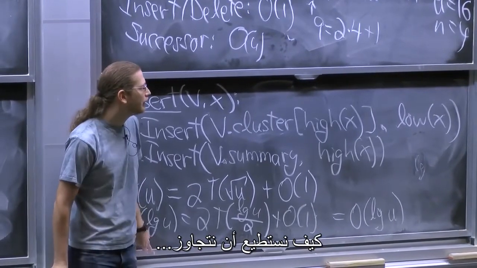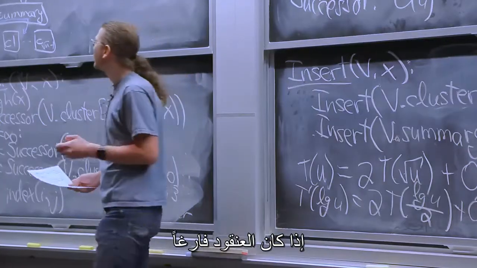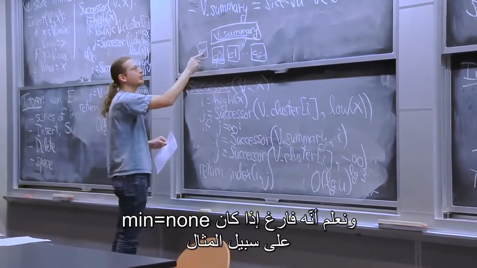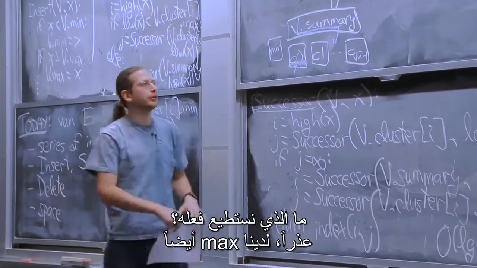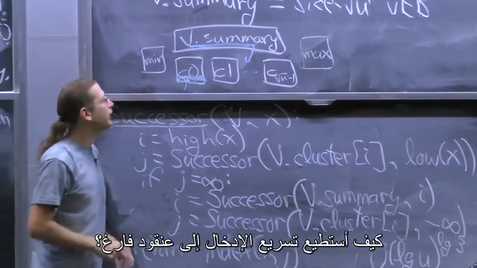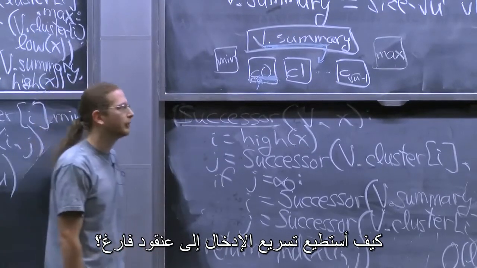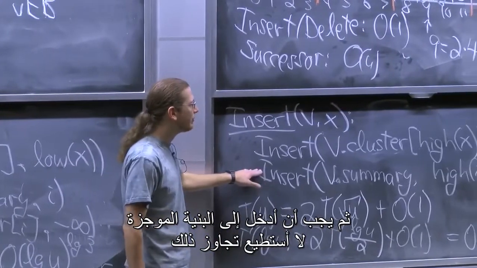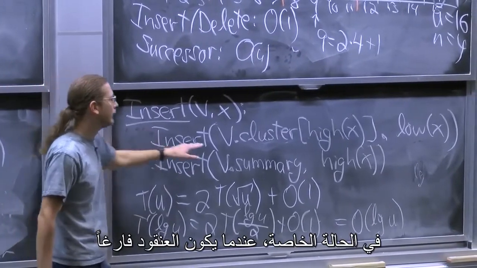How could we avoid this in the case where a cluster is empty? Remember, an overall structure looks like this. We can tell that it's empty by saying min equals none, let's say. What could I do? Sorry, there's also a max by now. What could I do to speed up inserting into an empty cluster? So I'm first going to have to insert into the empty cluster, then I'm going to have to insert into the summary. I can't get away from this, so I'd like this to become cheap in the special case when this cluster is empty.